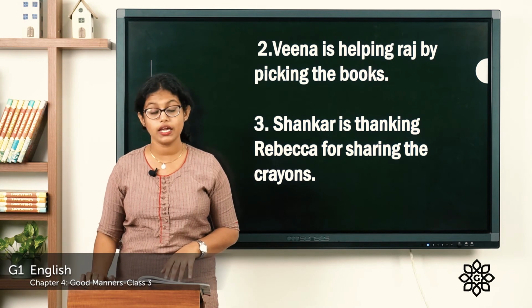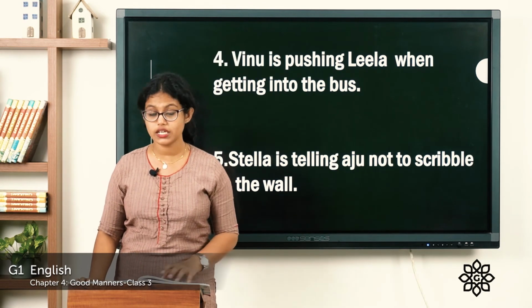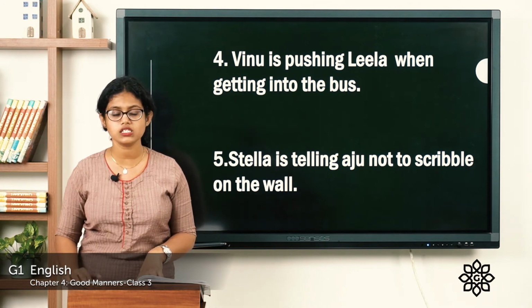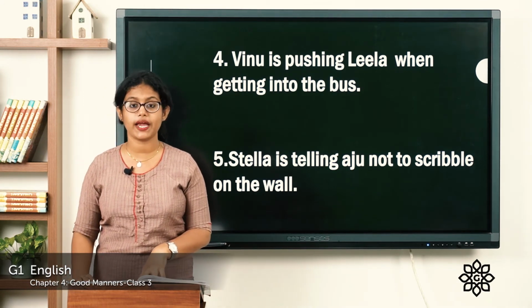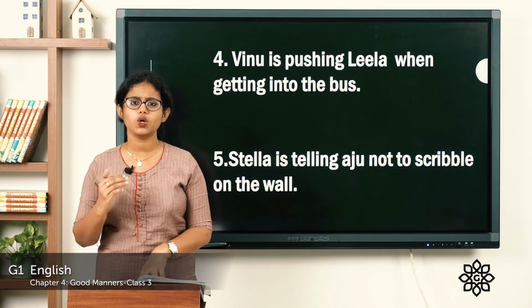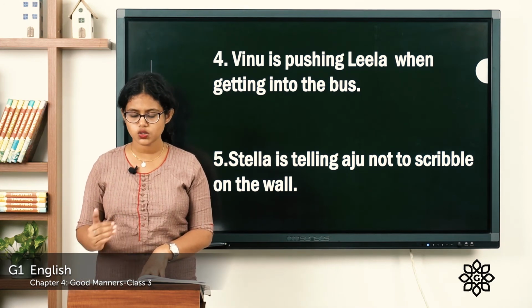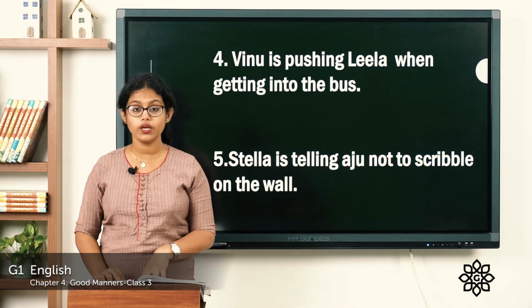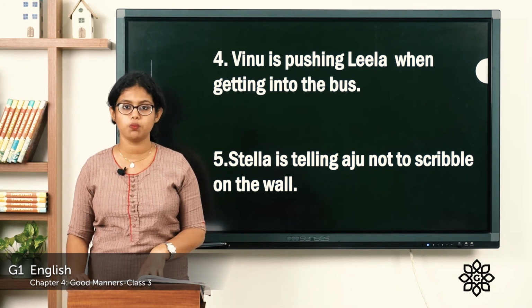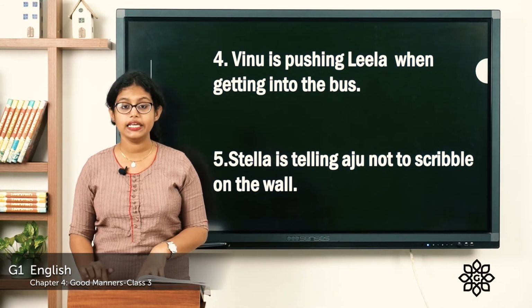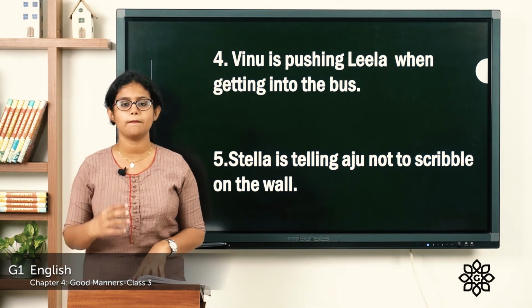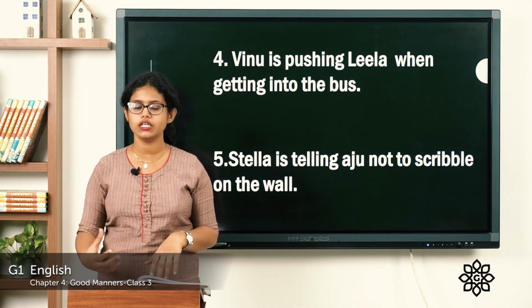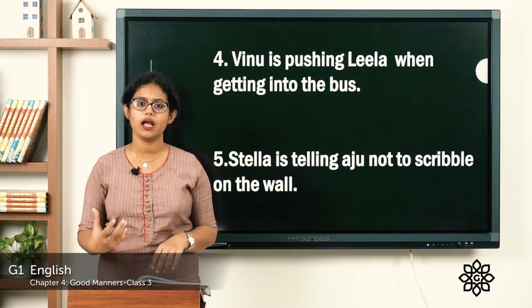So what about the next one? What does the next picture say? In this picture, you can see this little boy is pushing the girl from getting into the bus. How can we write this as a sentence? How can we describe this picture? We can write it as Vinu is pushing. Vinu is the little boy. He is pushing Leela when getting into the bus. Leela is the little girl and Vinu is pushing Leela from getting into the bus.